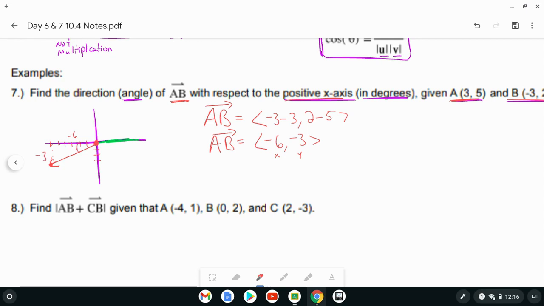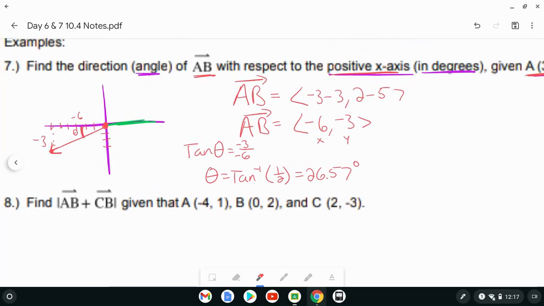We can find this angle by doing the tangent of theta equal to negative 3 over negative 6. Take the tangent inverse of negative 3 over negative 6, which is 1/2. So the tan inverse of that is going to be 26.57. So this is our reference angle, but like we said in the initial directions, we're finding the direction or the angle with respect to the positive x-axis.